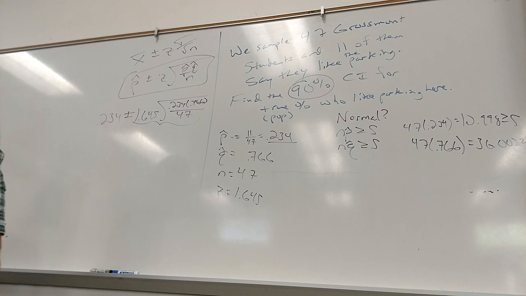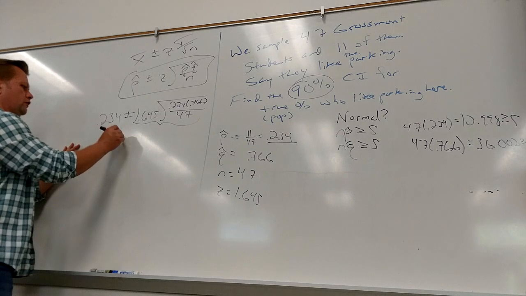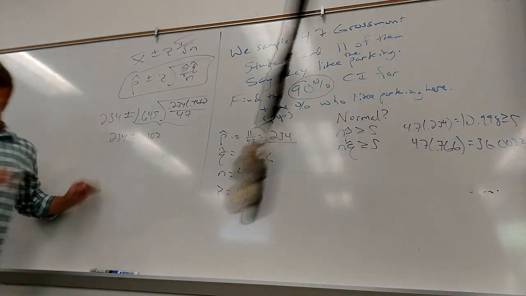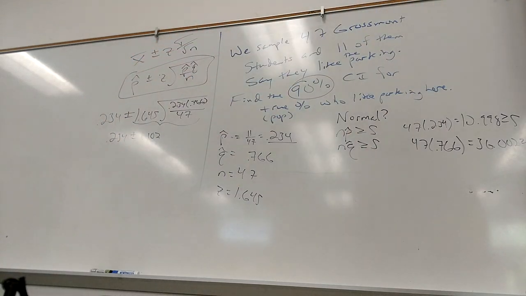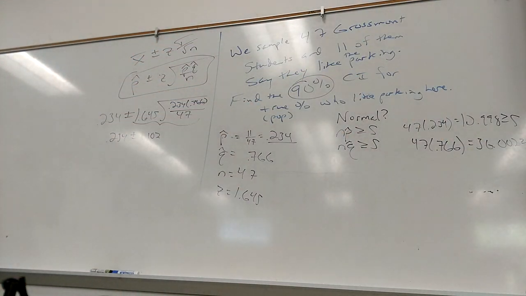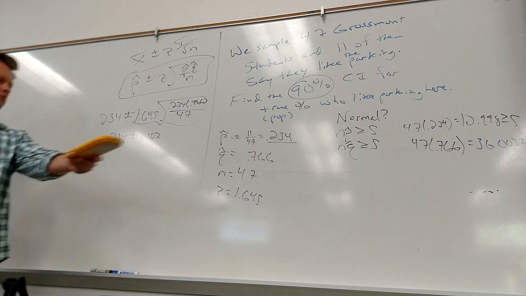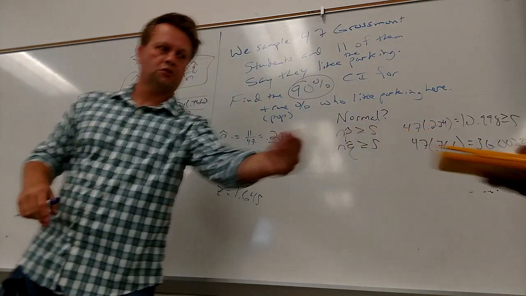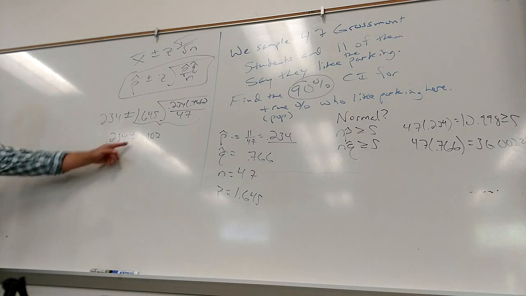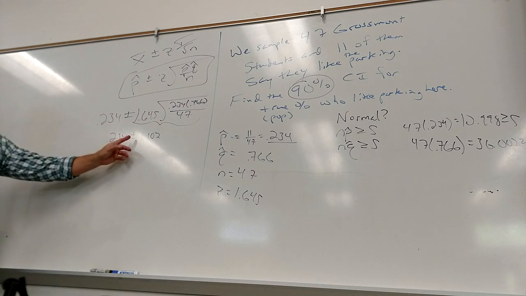0.102. Sounds like where it should be. Yeah. So 0.234, give or take 0.102. I like it. All right, now what do you do? Yeah, now you do what it says. 0.234 minus this.